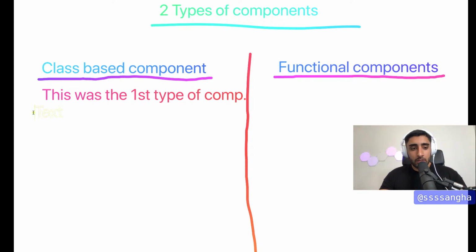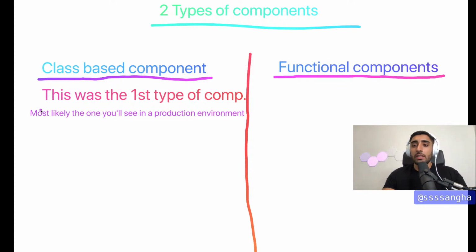So this is the one you'll most likely see in a production environment. Let me change the color to be a bit brighter. The reason why is because it's been around for longer, which means that when a company started, say in 2015 or 2016, they would have built the initial app using whatever was available. At the time, class-based components were available, and functional components weren't, as far as I can remember. The point is that functional components came later.